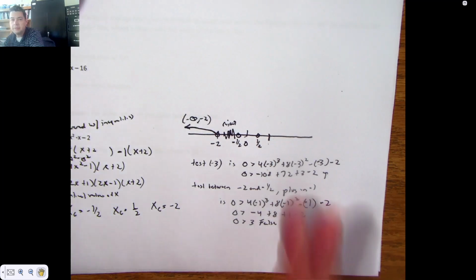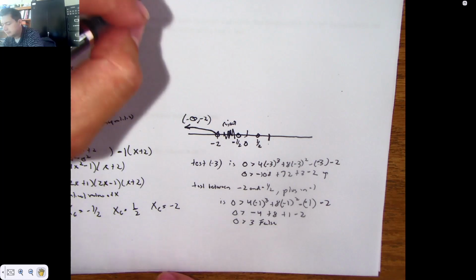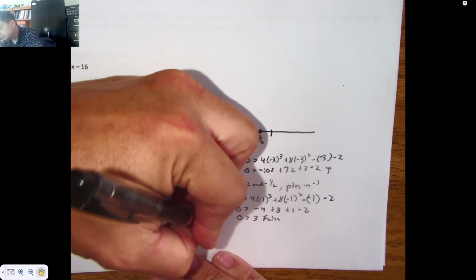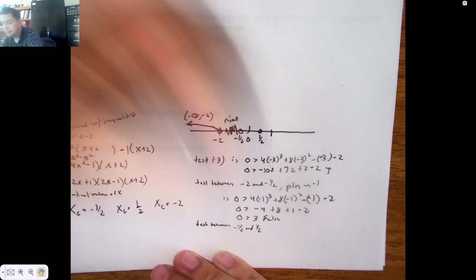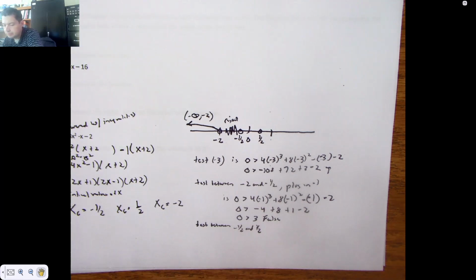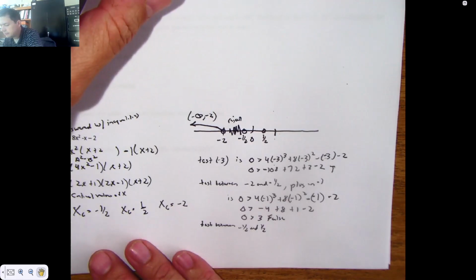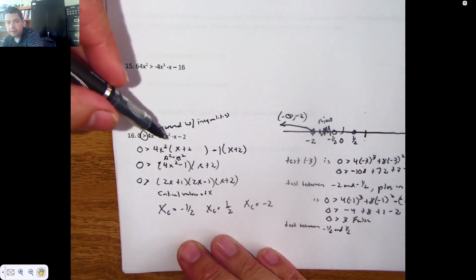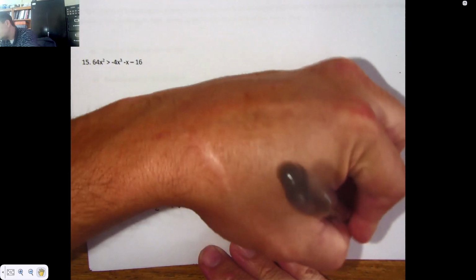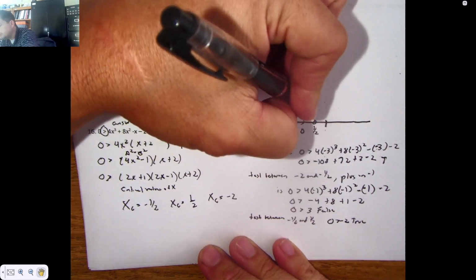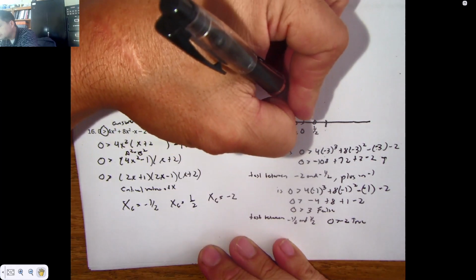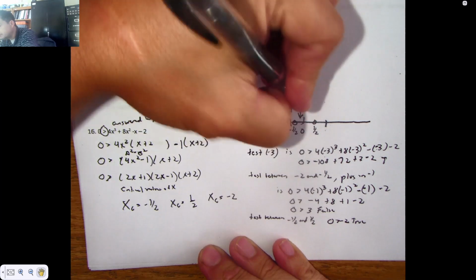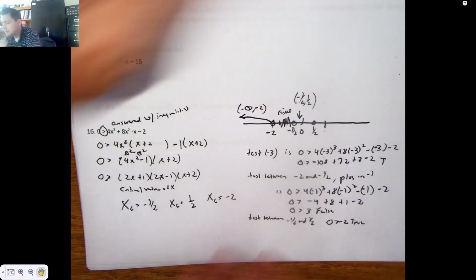Now I've got to test between negative 1/2 and positive 1/2. And I'm going to plug in a 0. Now, I'm not going to write this out, but if I plug in a 0, that's 0, that's 0, that's 0, I get negative 2. 0 greater than negative 2 is true all day long. So I get to keep this little piece of territory right here. Negative 1/2 to 1/2 is part of my solution set.